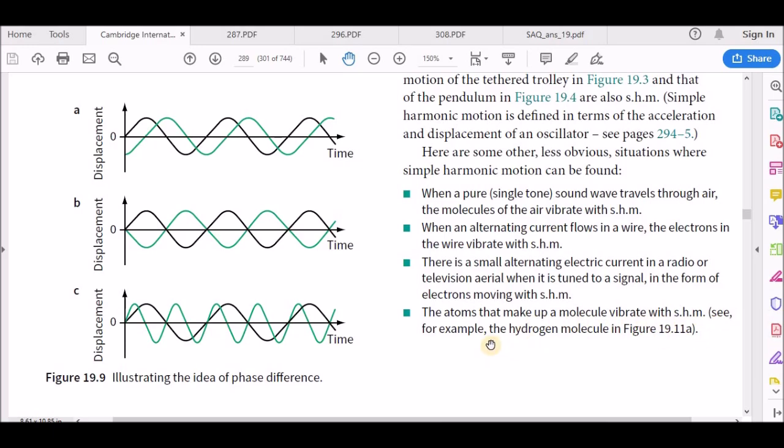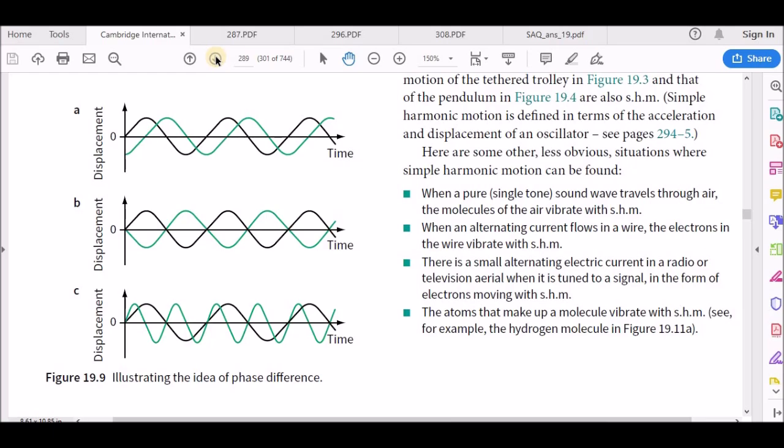See, for example, the hydrogen molecule in figure 19.11a. Now in a solid, the particles vibrate to and fro. They are fixed in position. If you remember the properties of solids, liquids and gases, solids have their particles in fixed positions, so they move back and forth. So that vibration is a simple harmonic motion.